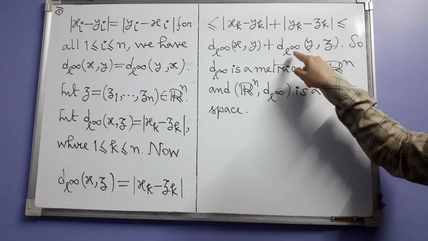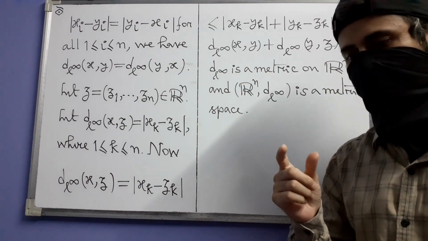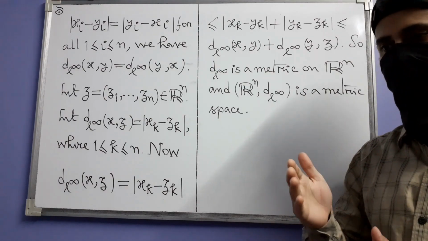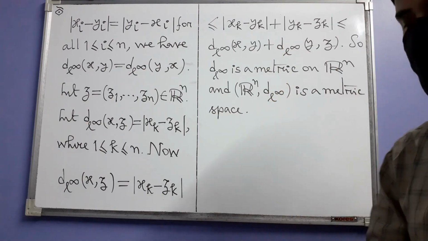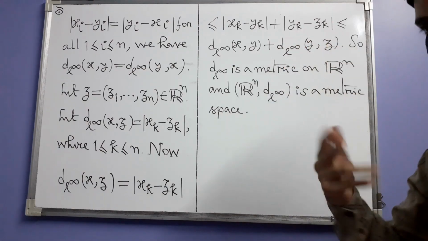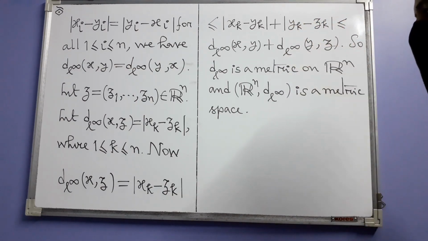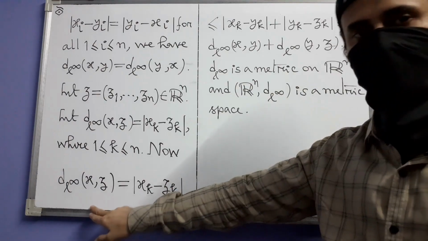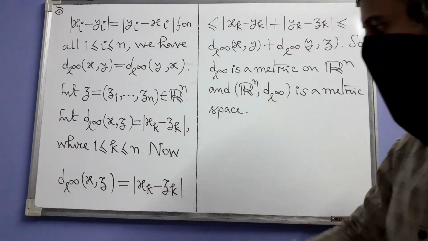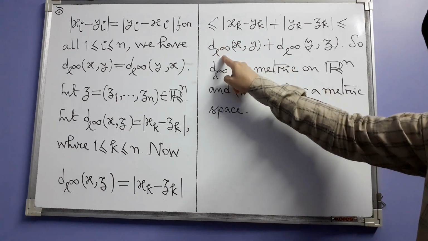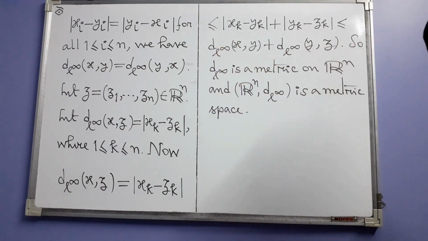Similarly, what is this d_L-infinity value of y comma z? By definition it is the supremum or maximum of all numbers of the form mod yi minus zi, and this is one such number. So this will be less than or equal to this. So that's how we have our triangle inequality. Distance between x and z is less than or equal to distance between x and y plus distance between y and z. So that's it.